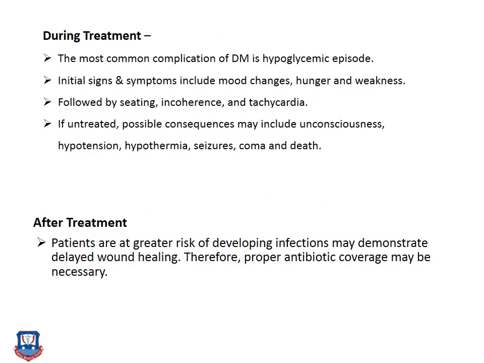So during treatment, the most common complication of diabetes mellitus is a hypoglycemic episode. The initial signs and symptoms will include mood changes, hunger, weakness, followed by sweating, incoherence and tachycardia. And if this is not treated, then possible consequences may include hypotension, hypothermia, seizure, coma, and the last will be death.